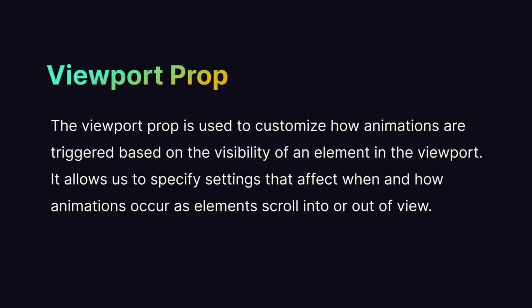So this prop is used to customize how the animation is triggered based on the visibility of the element inside the viewport. It allows us to specify the settings that affect when and how animation should occur as the element scrolls into or out of the view. Okay, so keep that in mind, and now let's get into the coding, then you will get to know what I'm talking about.